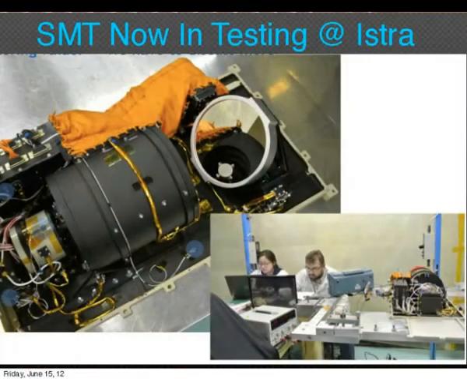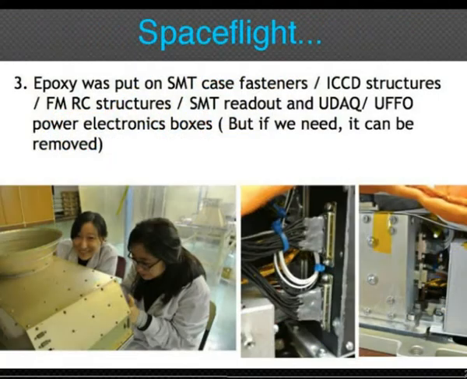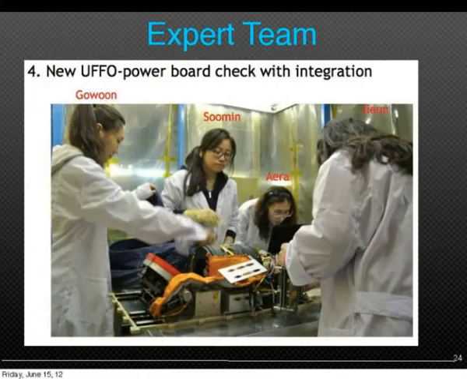This is an electronics box for SMT. Here's our mirror, you can see that, okay. And some of the details of spaceflight, we're doing things like stuffing epoxy on all these boxes, getting them ready for spaceflight. Here we are working at the ISTRO facility. Here's our expert team, which includes Goun, Soomin, Era, and Jiyun. Here checking the power boards. They spent a lot of time at the assembly facility in ISTRO, retesting, assembling, and so forth.